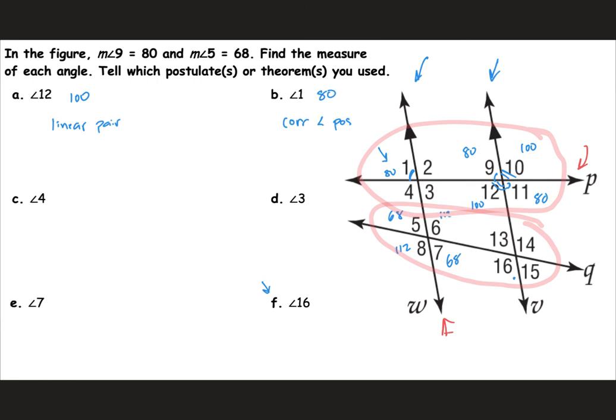Now, 16 is either corresponding to angle 8, or same side interior to angle 7, or alternate interior to angle 6. Whichever one you see first is totally fine. I'm going to do alternate interior since we did corresponding at the top. So I'm going to say this is 112 because of alternate interior angles. All right, the video is going to pause. Go ahead and solve for the other angles.